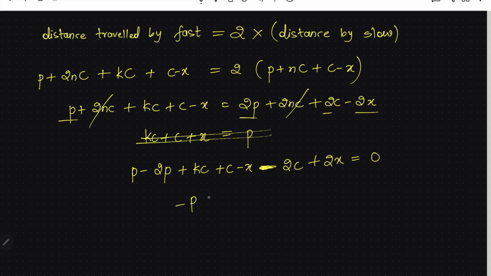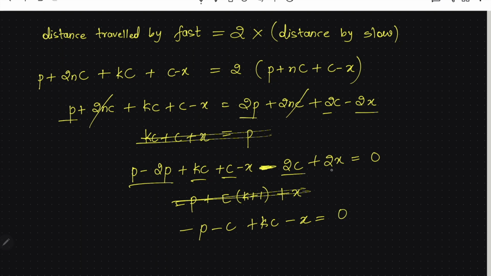Now we can simplify: minus p and c times k plus 1, and minus x plus 2x becomes plus x, and we neglected a 2c. So let us simplify it further. Minus p, plus c minus 2c becomes minus c, and plus kc, and minus x, that will be plus x. 2x minus x becomes x, equal to 0.